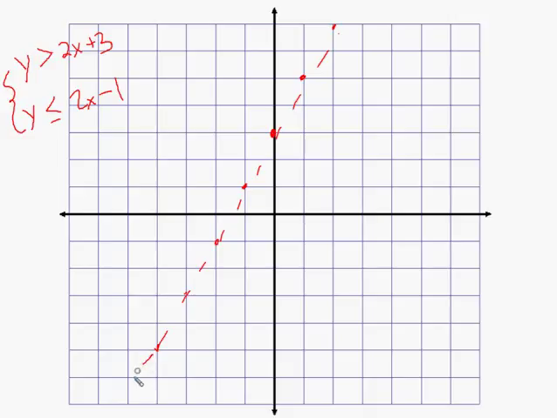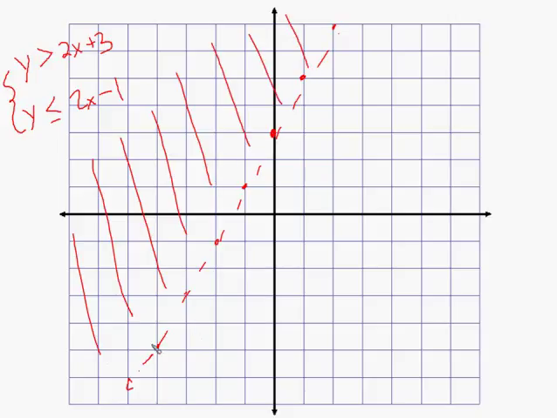And do I shade above or below that line? Above. So this is my shading. How about the second line? Where do I start? At y equals -1, and then I go up 2, right 1. Is this going to be dotted or solid? Solid. And do I shade above or below that line? Below.